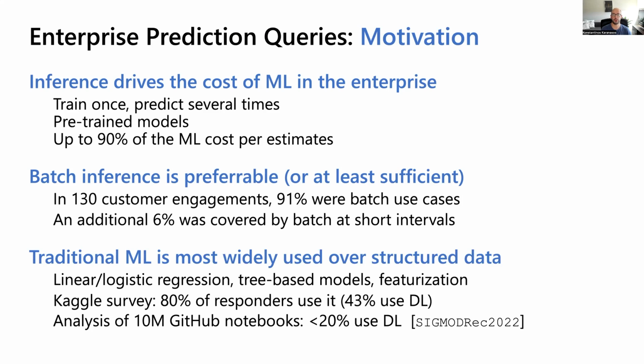The third point is that we're focusing on prediction queries that involve traditional machine learning models. That is your linear and logistic regression, tree models, or decision trees, random forest, featurization operators, and so on, because those are the most widely used over structured data. And we have backed this observation by various Kaggle surveys, as well as a big analysis of more than 10 million GitHub notebooks that are publicly available.